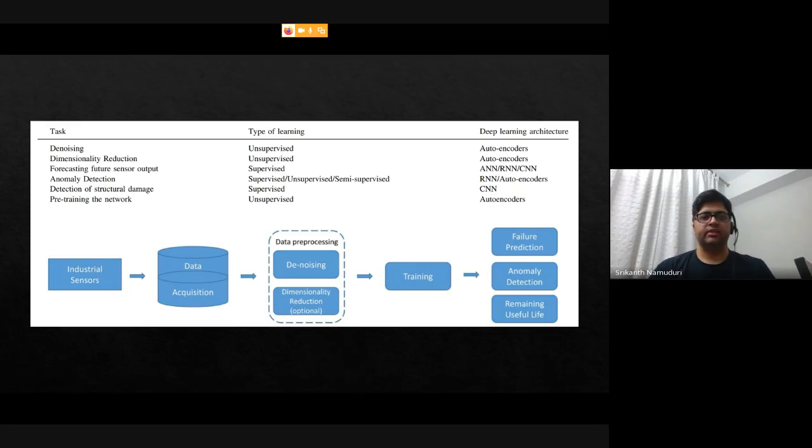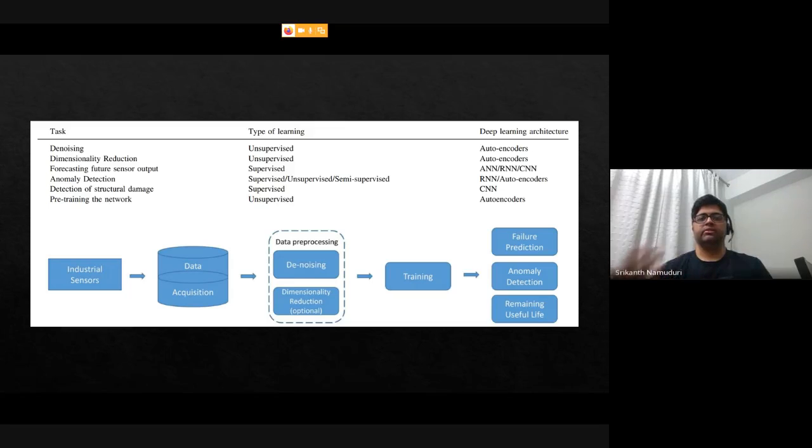If we are using, for example, detection of structural damage, it needs images. So when there are images, we use CNNs. Forecasting future sensor output is usually a time series. You have a time series, think of RNN, but application of fully connected network and CNN is also possible in forecasting. So if the sensor is an image sensor and you are trying to forecast, then you can use a CNN. And in an autoencoder, your input is itself the output, so there is no need for labels.